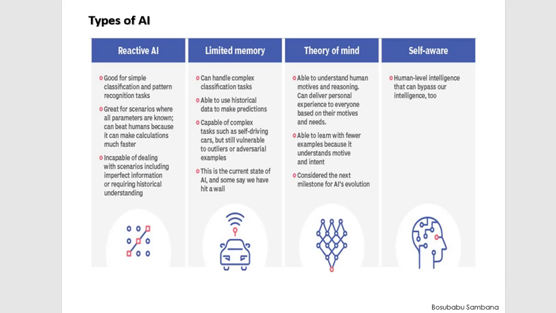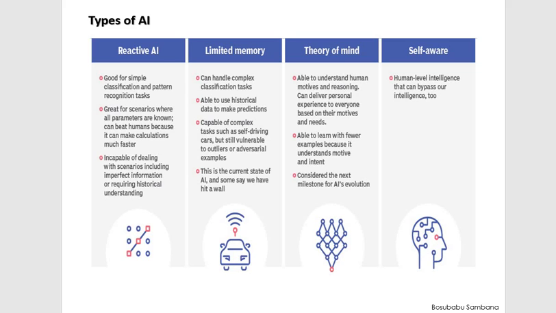Next one, limited memory, can handle complex classification tasks. It is categorized into various factors, classification and regression techniques. Able to use historical data to make predictions. Next, capable of complex tasks such as self-driving cars, like autonomous mechanisms, where autonomous or intelligent techniques can be utilized. Many complex tasks can be involved, like multiple tasks performed at the same time, but still vulnerable. The best examples are Tesla cars and Google cars.